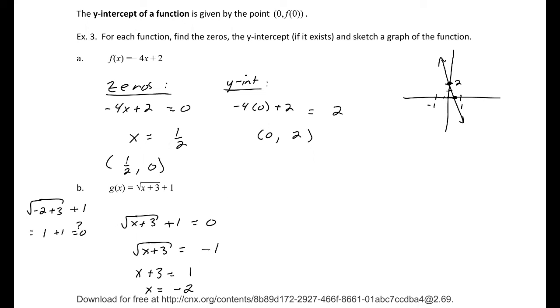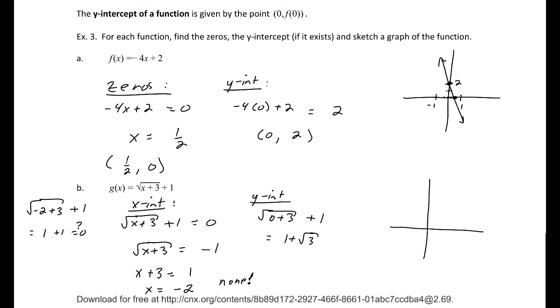Okay, and in fact, this is a square root function. I'm going to go ahead and sketch the graph over here. Actually, no, let's find the y-intercept first. This was our x-intercept, and there is none. Alright, so for our y-intercept, we will plug in 0, so the square root of 0 plus 3, plus 1, which is 1 plus the square root of 3. So this function has a y-intercept of 1 plus the square root of 3, which is roughly 2.73.